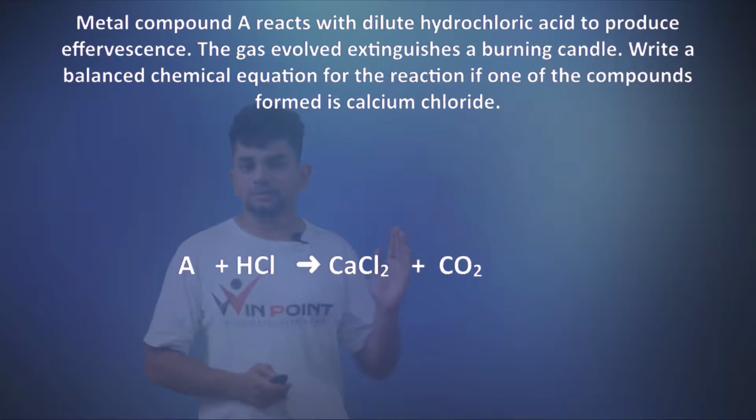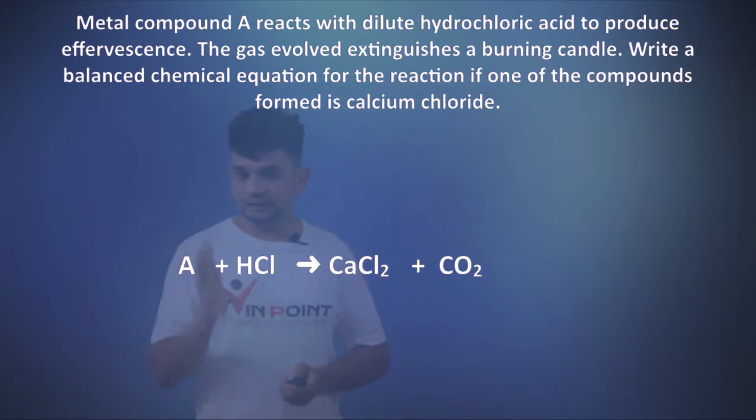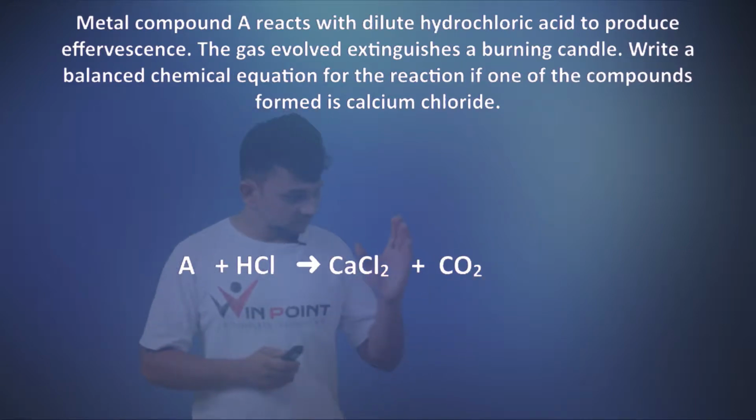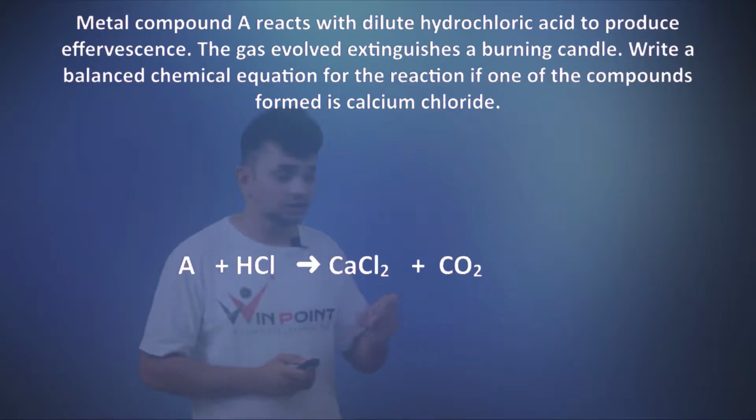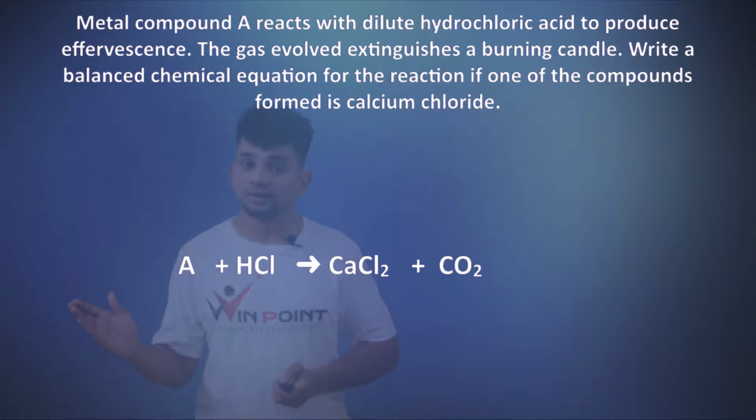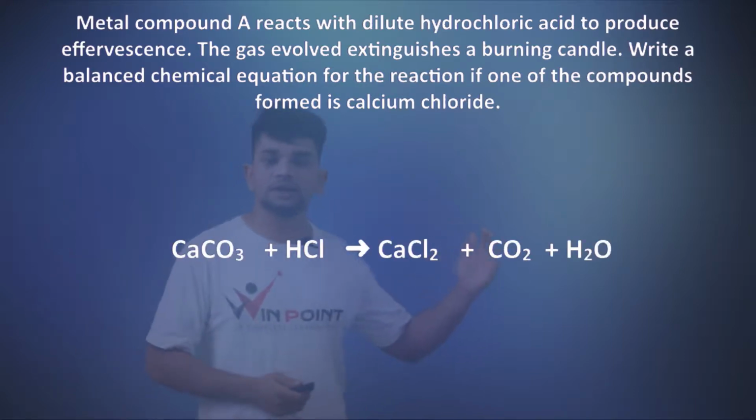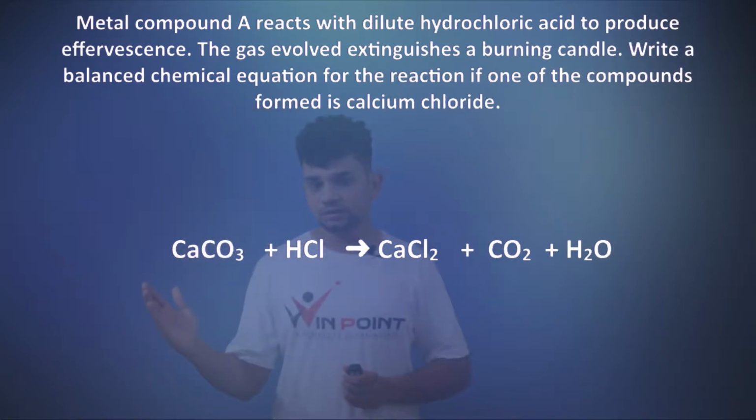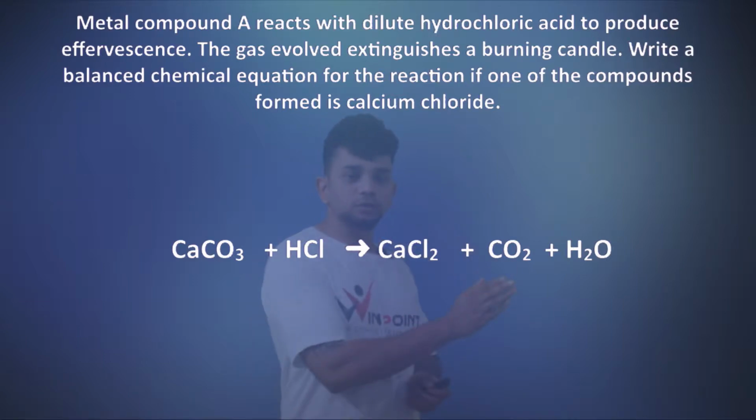So we can write carbon dioxide. What will be the reactant A here? A plus HCl gives CaCl2 plus CO2. We are getting CaCl2, calcium chloride, and carbon dioxide. So what will be the reactant here? It will be calcium carbonate, and here we will also get H2O. Then only it will be a balanced equation. So the equation is CaCO3 plus 2HCl gives CaCl2 plus CO2 plus H2O.